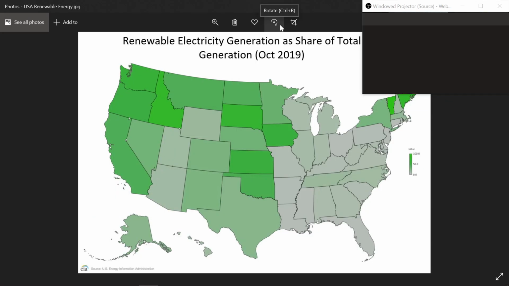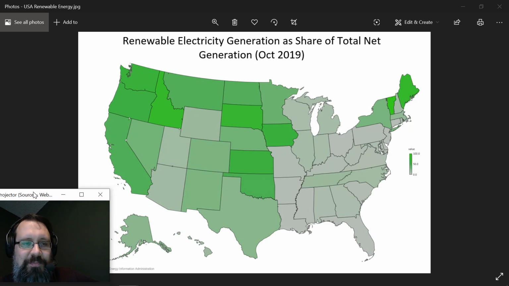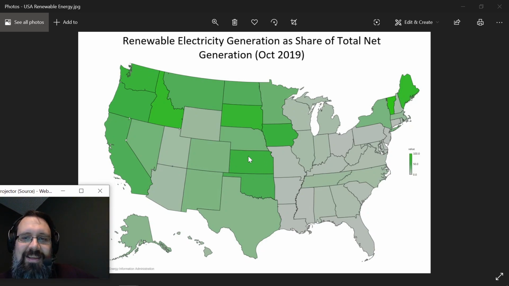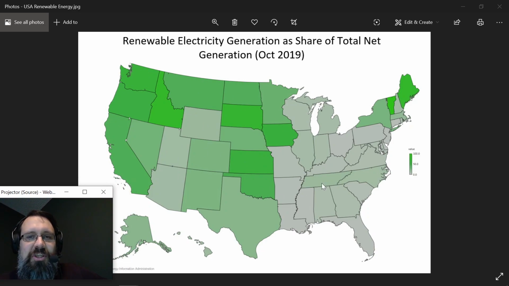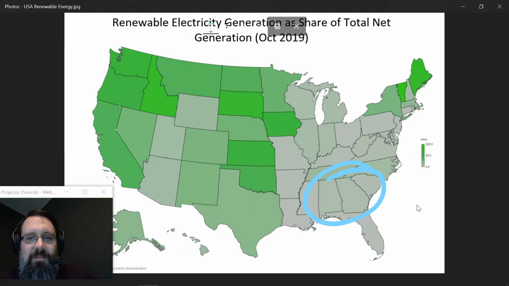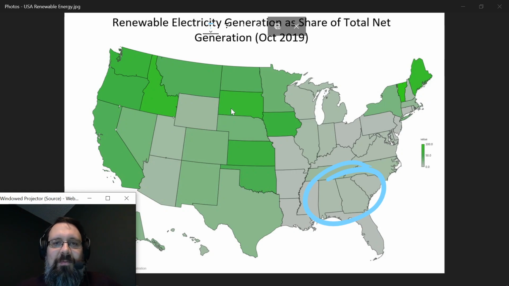So I made this graph a couple months ago, and this is the renewable energy generation as a share of total net generation. Let me move my webcam. And I was shocked that Kansas is up in the 60%. 60% of our electricity generation in Kansas is renewable right now, which is just blowing me away. But you can see this is a huge shift. Just in the last 10 years, there would be hardly any green. Most of the country used to look like down in the south here. And now that we're starting to see all this green everywhere, it's really awesome. And this is just a direct consequence of the cost dropping for renewables.